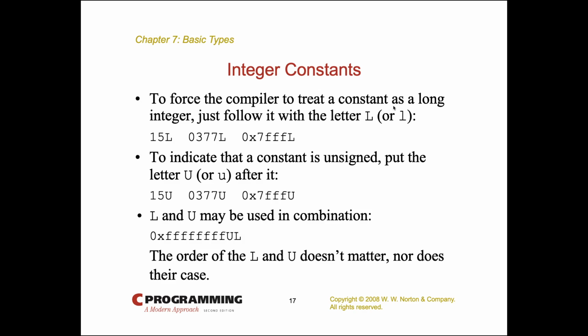Okay, long integer. To force the compiler to treat a constant as a long integer, just follow it with the letter L or lowercase letter l. So it's like 15L, or like 0377L. That is an octal value with L. That means the constant is a long integer. Okay, so L, a kind of L.